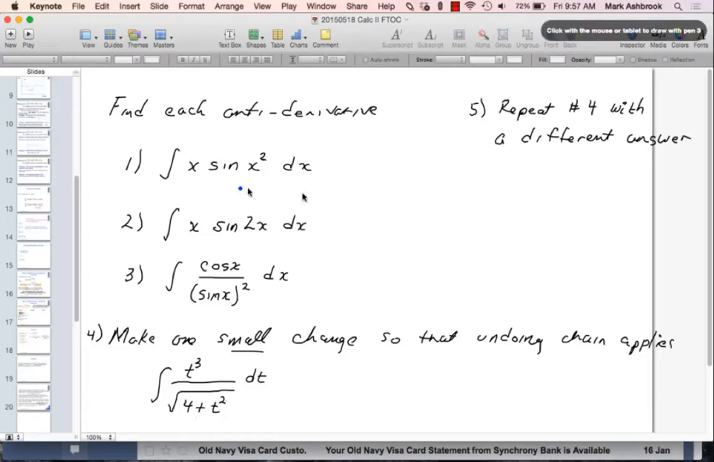And the first question we should always ask is: is it undoing chain rule? Yes or no? Yes. Why? Because we have this interior function x squared, and essentially the derivative of it right there. So you can see that that's the result of chain rule. So we're going to look at this part and do what?